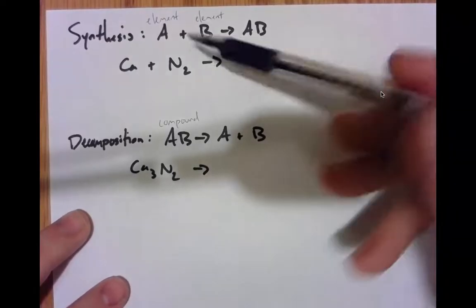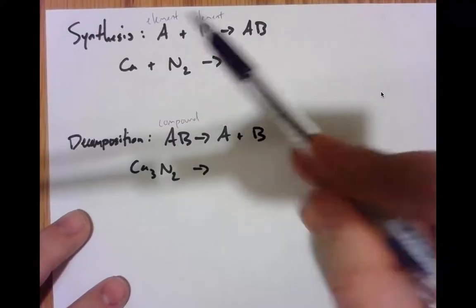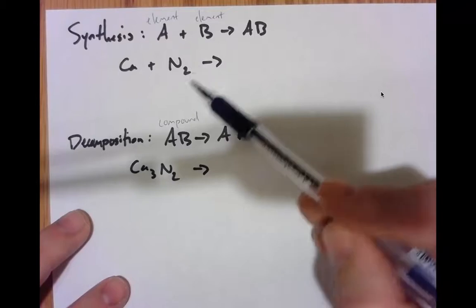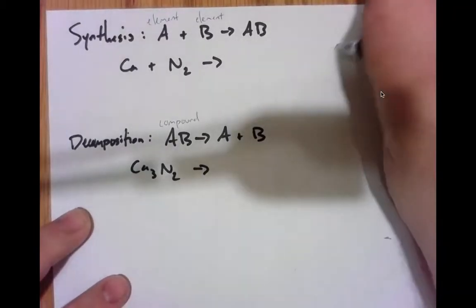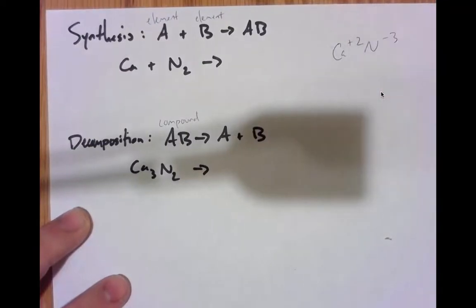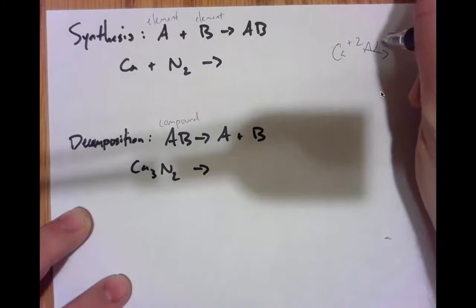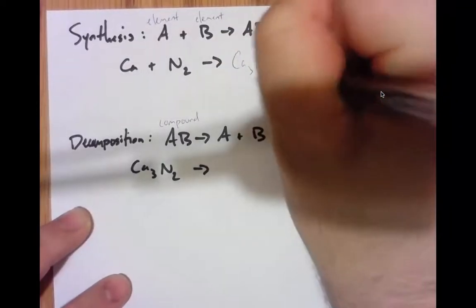So the first example, we have Ca plus N2. So we see we have an element and a lone element. Remember, this is alone because it's diatomic. And it's going to form a new compound, calcium and nitrogen combined. So remember, when we do this, we have to crisscross. Calcium has a positive 2 charge. Nitrogen has a minus 3. Bring the 2 to the right, the 3 to the left. So the formula becomes Ca3N2.